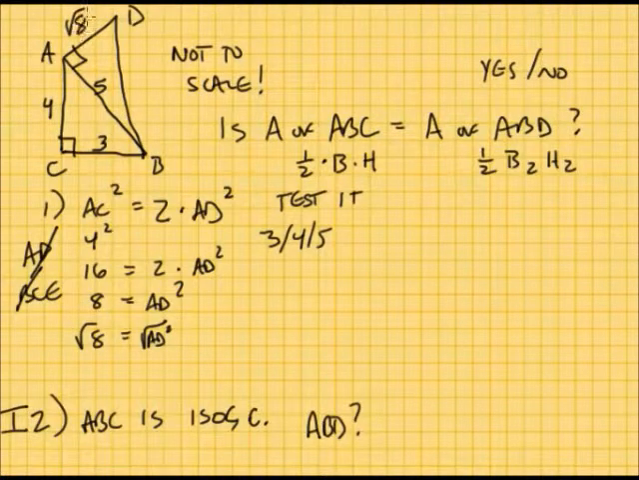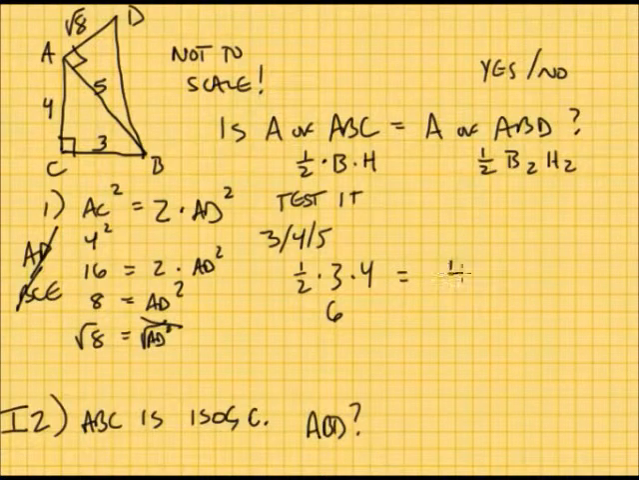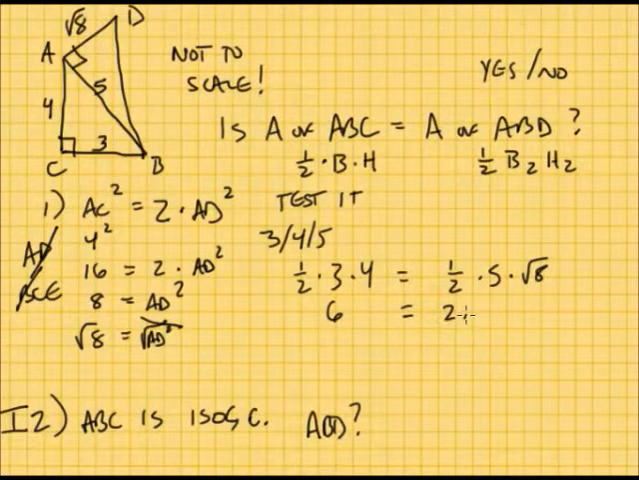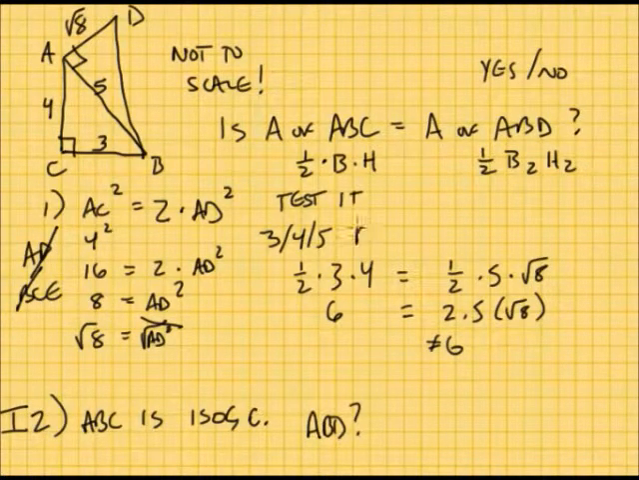And now let's talk about areas. The area of the first triangle is 1/2 times 3 times 4. That's 6. The area of the second triangle is 1/2 times 5 times root 8. Now, you could do a little bit of math here, but I'm pretty sure you'd realize that 2.5 times the square root of 8 is not 6. It's close to 6, but it's not 6. So you can look at this and say, these two areas are not equal. In this first example, I would get a no answer.